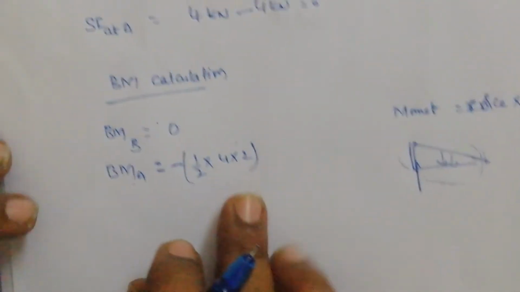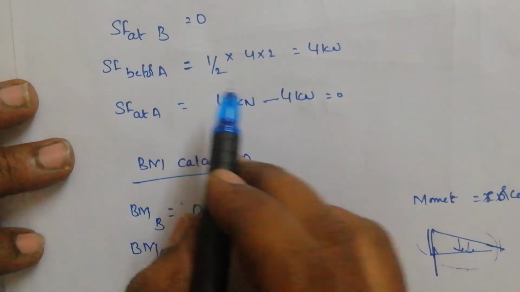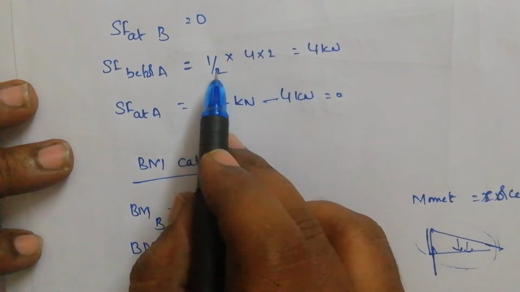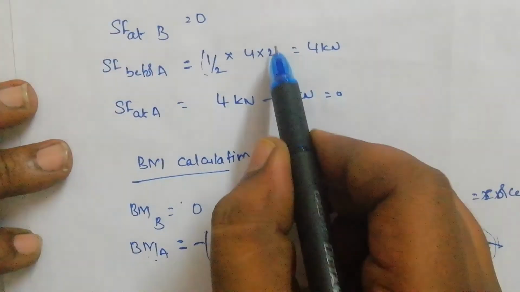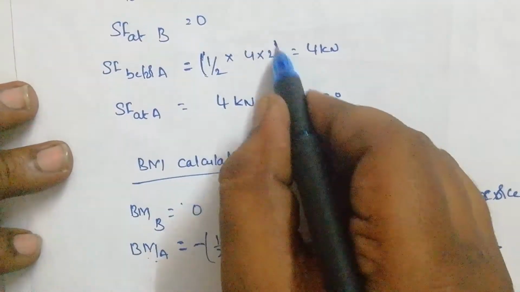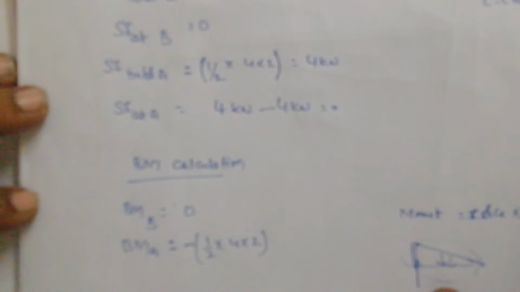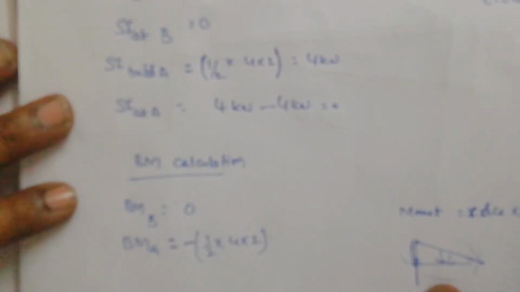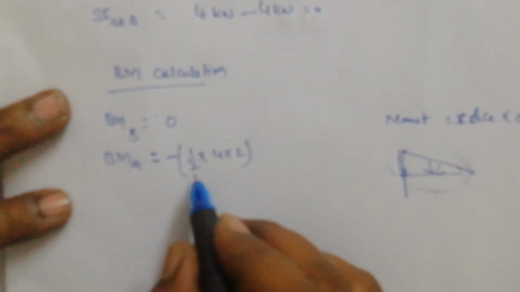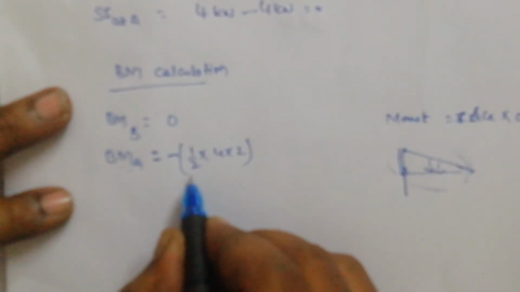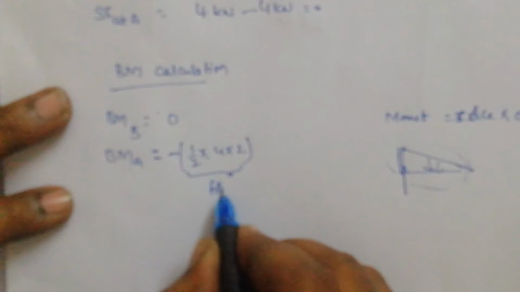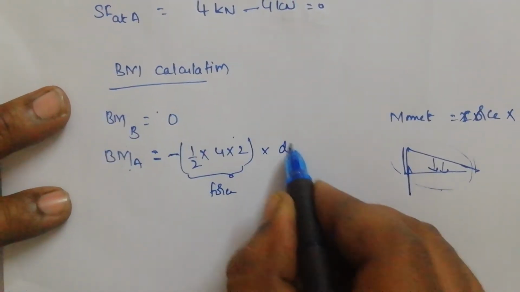Every time when a UVL is given, the load because of that is half into base into height. Some students are getting confused, thinking that here they have multiplied because of the moment. No, whenever UDL and UVL are given, you have to multiply to get the load. If it is a UVL, you have to identify the area of the triangle. You should remember this. Don't get confused with the multiplication symbols. This is my force. Then I have to identify the distance.